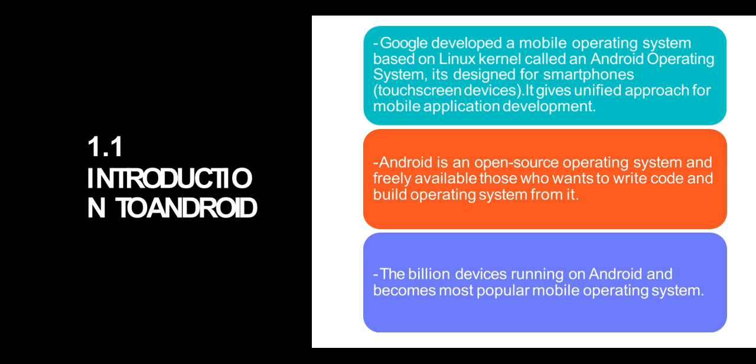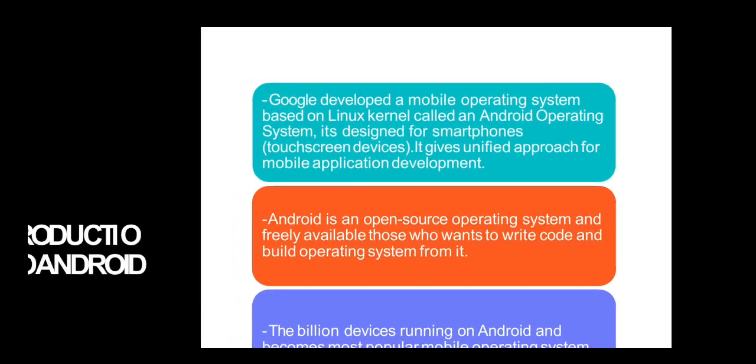If you have knowledge about Android technology, then you can develop your own application for you and for other end users. That's why it's called the open source operating system. Billions of devices are running on Android, and it has become the most popular mobile operating system.